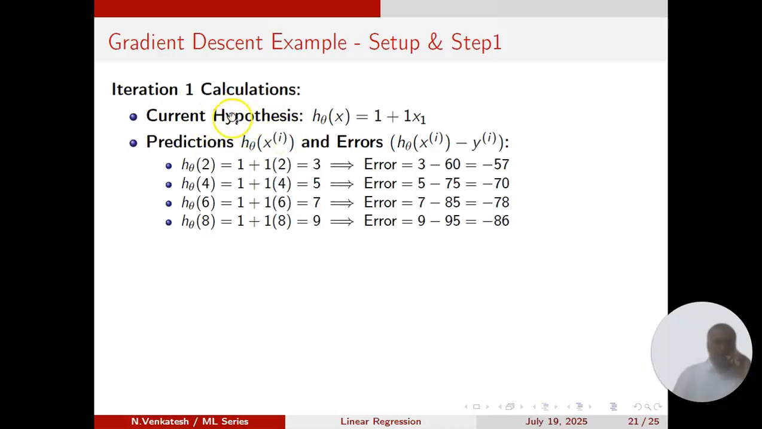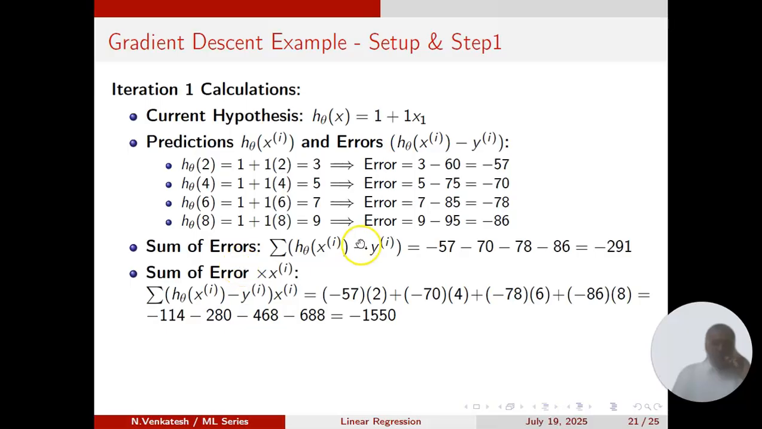The current hypothesis is 1 plus 1 into x, because theta naught is 1 and theta 1 is 1, and we get an error. When you substitute the values 2, 4, 6, 8, we get these errors: minus 57, minus 70, minus 78, minus 86, and you can calculate the total error, that is minus 290, and with each error multiplied with respect to xi, we get minus 450.